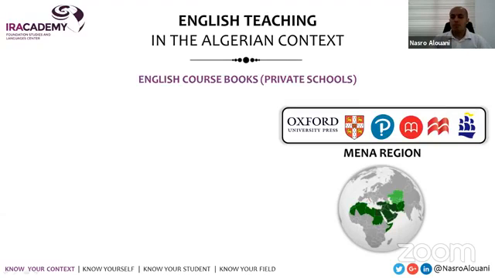Before I talk about the books, I'll talk about Algeria. Algeria is considered a MENA country, which consists of Middle East and North African countries, all called the MENA region. And the label was given, of course, by European countries. There is a problem in this name. Do you consider Algeria or North Africa as a Middle Eastern country?